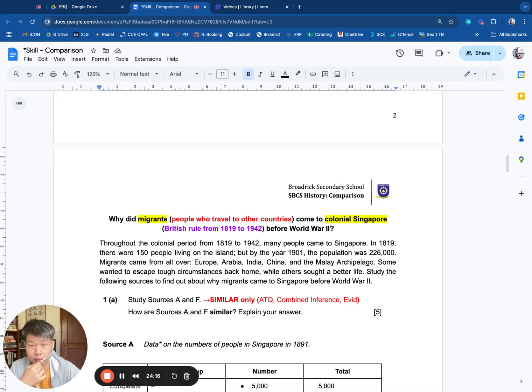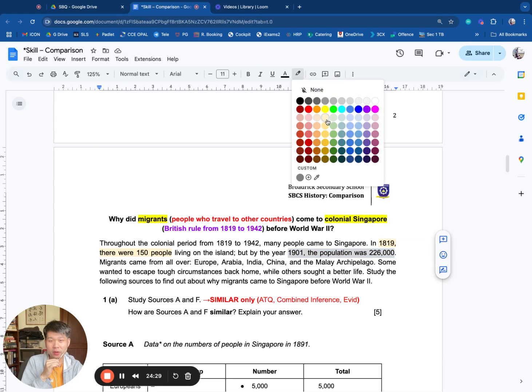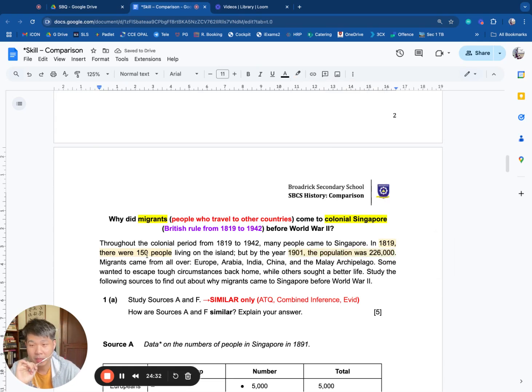Also, throughout the colonial period from 1819 to 1942, many people came to Singapore. In 1819, there were 150 people. Okay, that's very small. And by 1901, the population was 226,000 people. And that's crazy, right? That's literally more than 1,000 times this 150. Okay, migrants came from all over. They came from Europe. They came from Arabia. They came from India. They came from the Malay archipelago. They came from China. I think the Chinese migrants will be the most numerous. We'll find out later. And some wanted to escape tough circumstances back home.